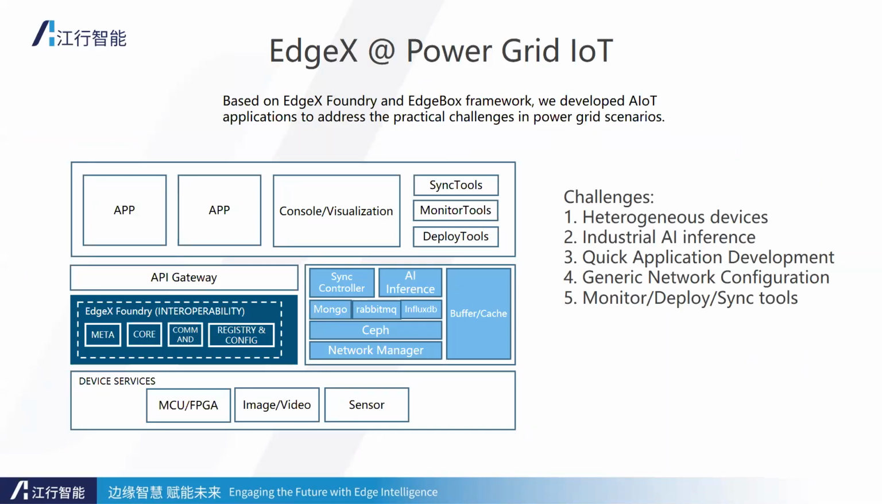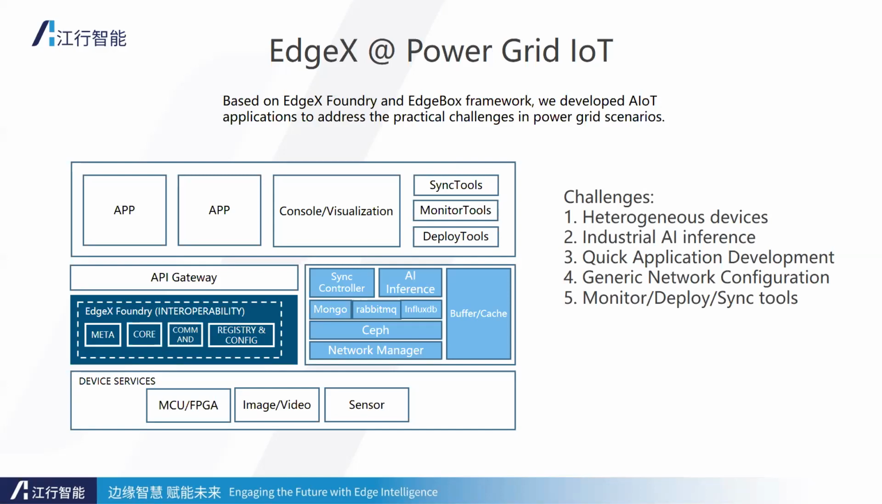In the power grid IoT scenario, we observed that there are 3 types of devices: the cameras, the sensors, such as a temperature sensor or smoke detection, and the industrial controllers. So based on the EdgeX Foundry development standard and the SDK standard, we developed 3 types of device services.